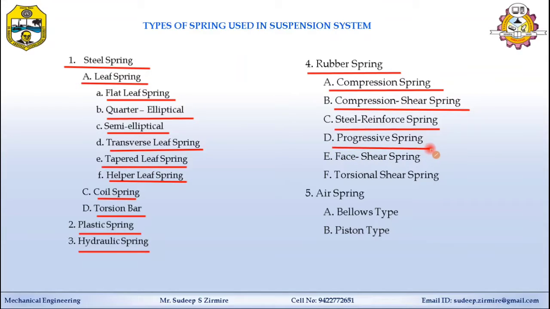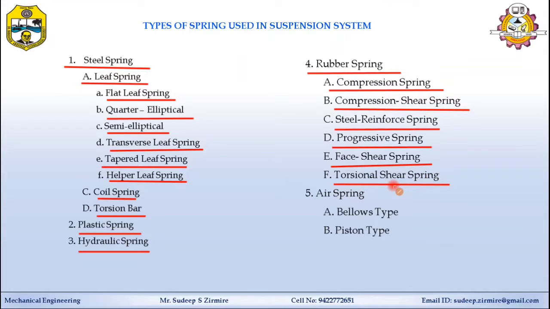Progressive spring is also a type of rubber spring having a cavity inside to take the load. Then face shear spring: it is the area of contact between two mating parts which take the loads, having face shear contacts. The last one is the torsional shear spring. It is used for rotating, like wind and unwind types. It takes the torsional and shear load. That's why it's called the torsional shear spring.